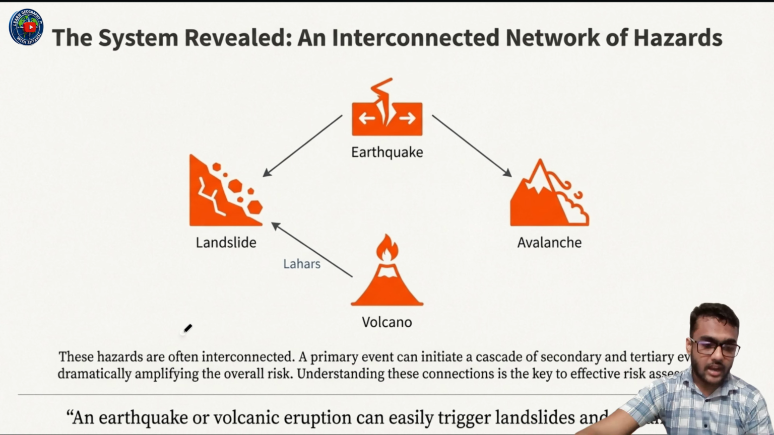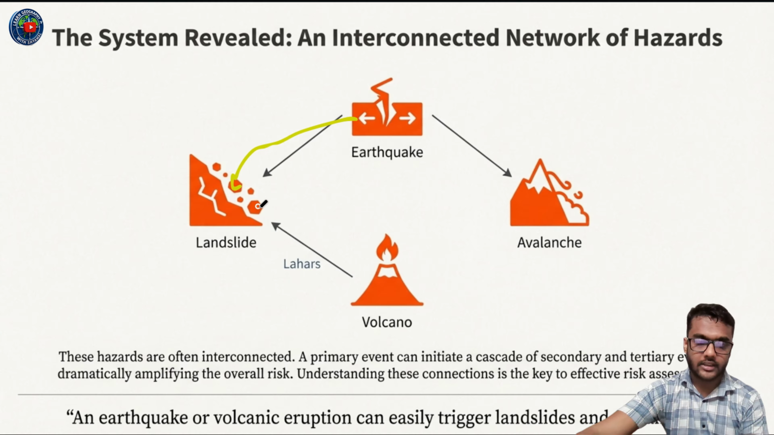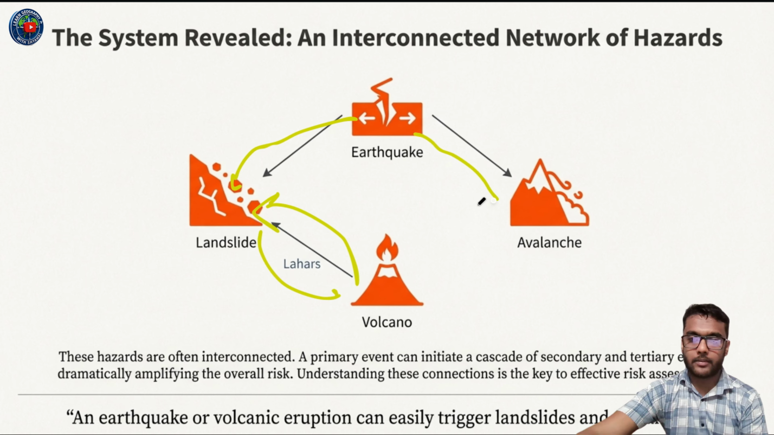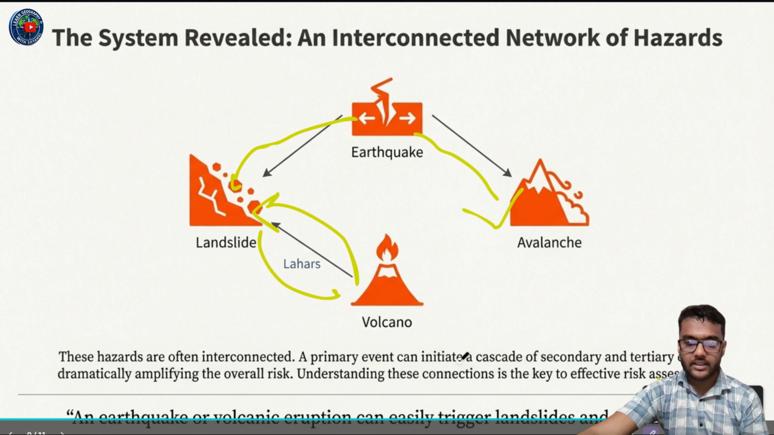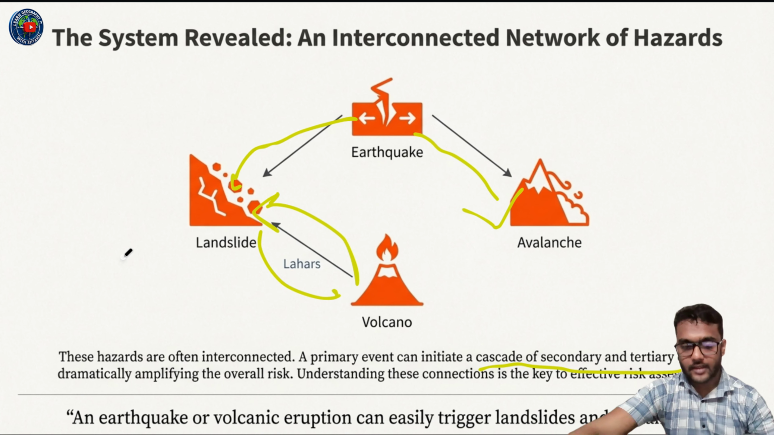Now, these hazards are often interconnected. Earthquake is interconnected to landslide. A landslide may be interconnected to a volcano, or a volcano may lead to a landslide. Then an earthquake may lead to avalanches. The primary event can initiate a cascade of secondary and tertiary agents, dramatically amplifying the overall risks. Understanding these connections is the key to effective risk assessment. An earthquake or volcanic eruption can easily trigger landslides or avalanches.